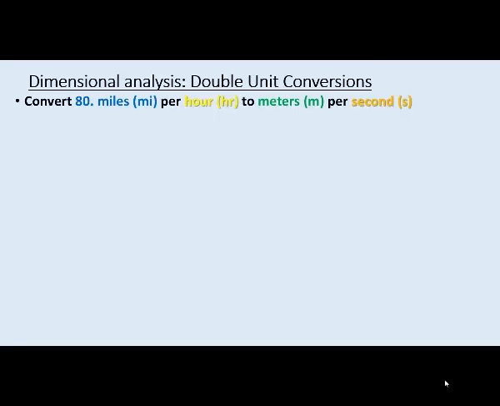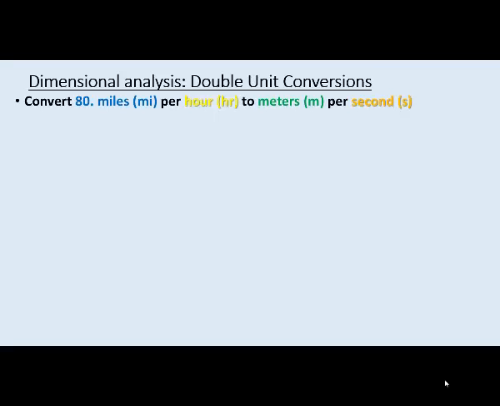Now let's consider when we want to convert numbers that have multiple units. So let's say that somebody is traveling down the freeway at 80 miles per hour, but we would like to convert those units from miles per hour to meters per second. So now we have two sets of units to convert. We're going to see how we can set these up to convert all the units simultaneously using dimensional analysis, making sure our units cancel to keep track of everything.